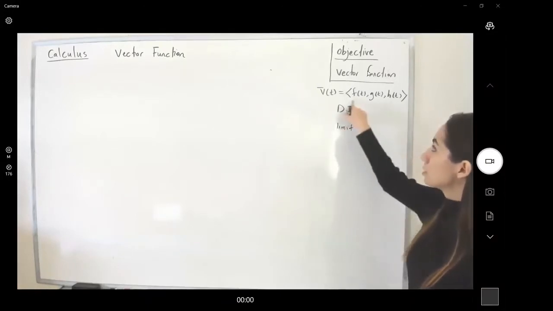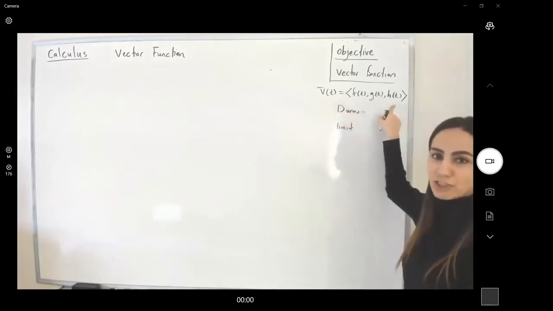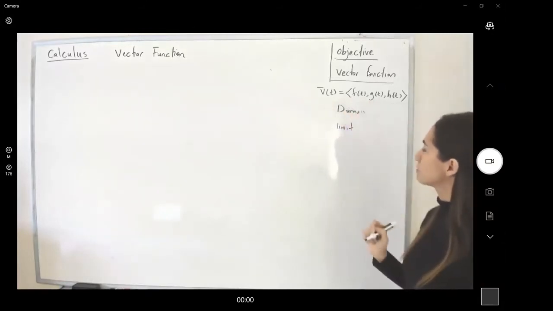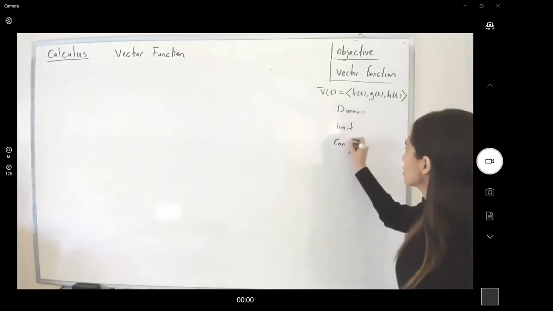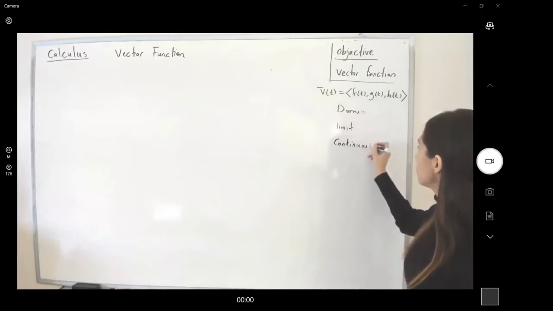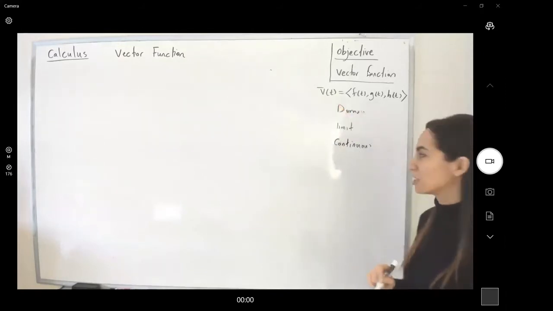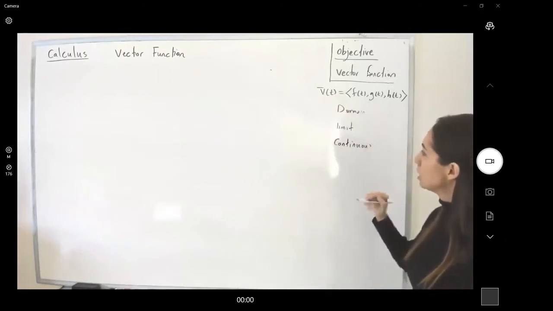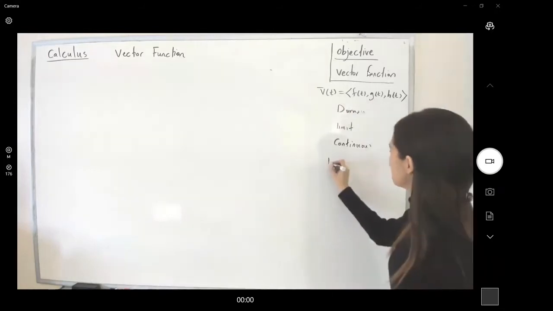We said that the limit of the function exists if the limit of each of these scalar functions exists as well. We talked about continuity. This function is continuous if the limit of the function is equal to the value of the function at the given number. Then we talked about the derivative of the function.